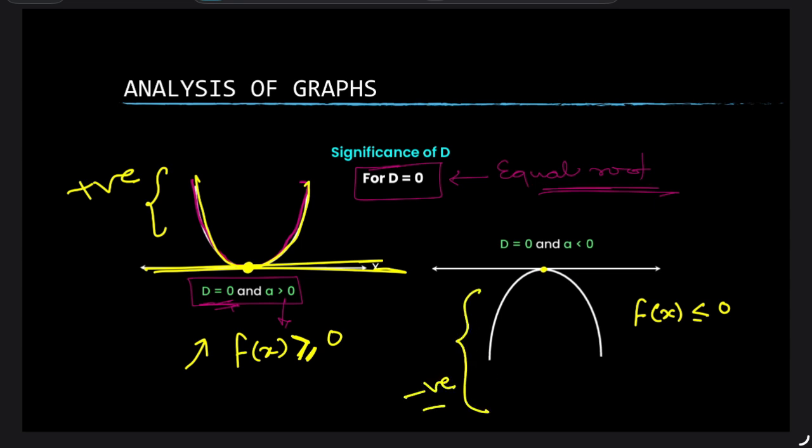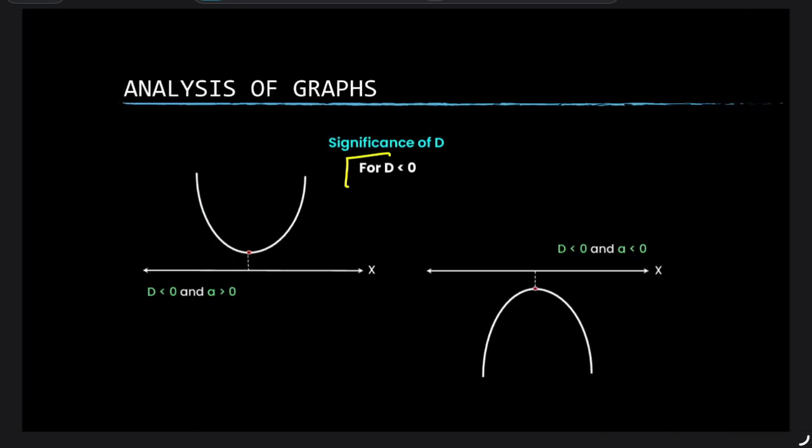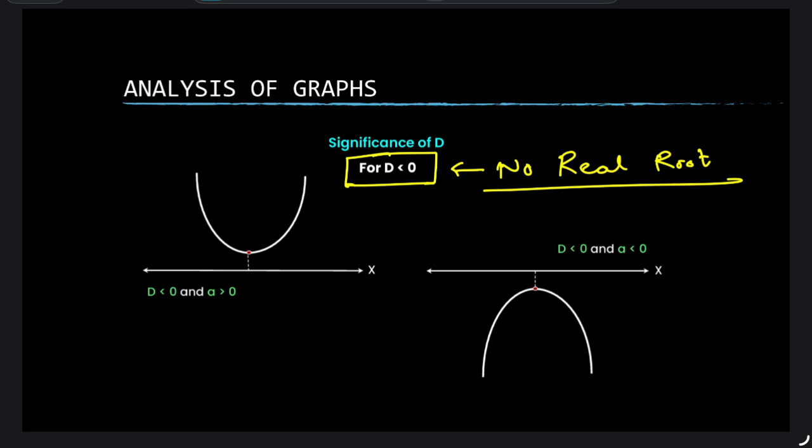In the last category, d is less than 0. D less than 0 means no real roots. No real root means it won't cut the x-axis. If it won't cut the x-axis, then only two possibilities are there: either it will be above the x-axis or below the x-axis. So if a is positive, then the graph will be above the x-axis, and if a is negative, then the graph will be below the x-axis.